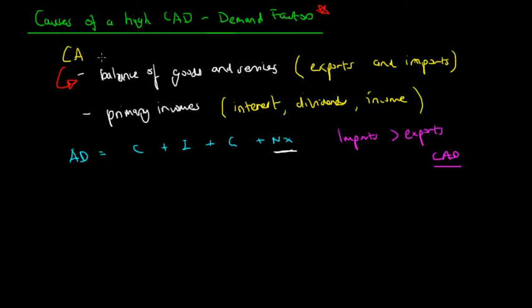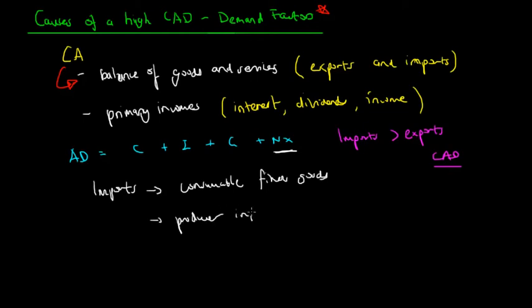So what causes imports to increase? Well, firstly, we should know that imports consist of consumable goods or final goods, or it can be producer inputs. So a lot of producers would import materials from overseas because it's cheaper to produce overseas, and to cut costs and to maximize profits, it becomes more viable for these producers to purchase their inputs from overseas.